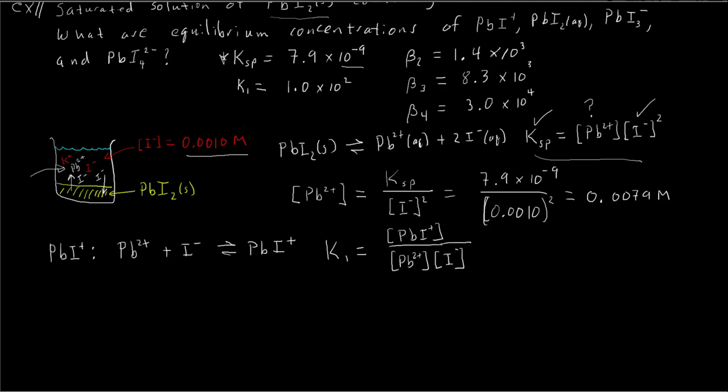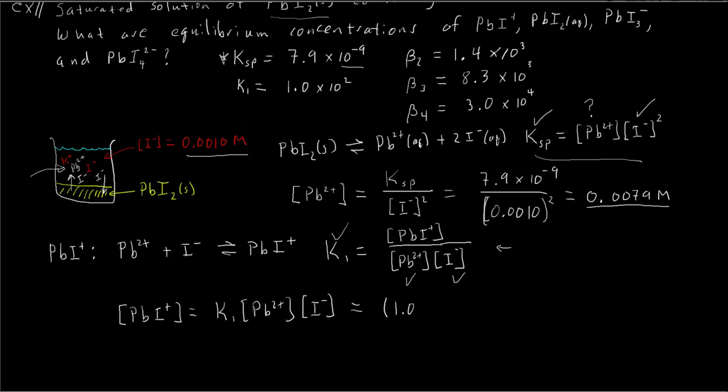So again, let's look at this expression and think about what we know. Well, we know the K1, we know the lead concentration because we just calculated it, and we know the iodide concentration. So what we need to do again is a little bit of algebra and solve for this equilibrium concentration. So PbI plus is equal to, doing the algebra here, K1 times the concentration of lead, Pb2 plus, times the concentration of I minus. Right, so that's just solving the algebra in this equation for the PbI plus concentration, and then we plug in our numbers.